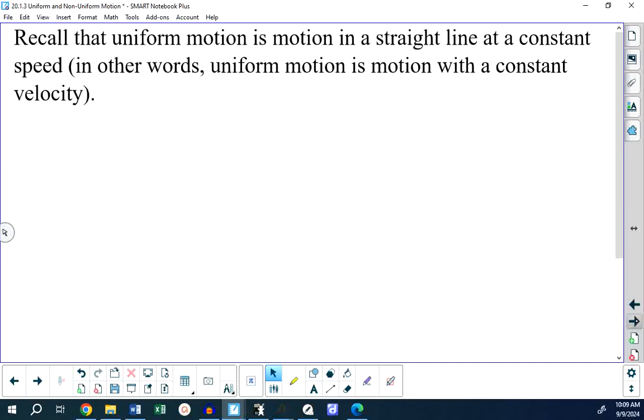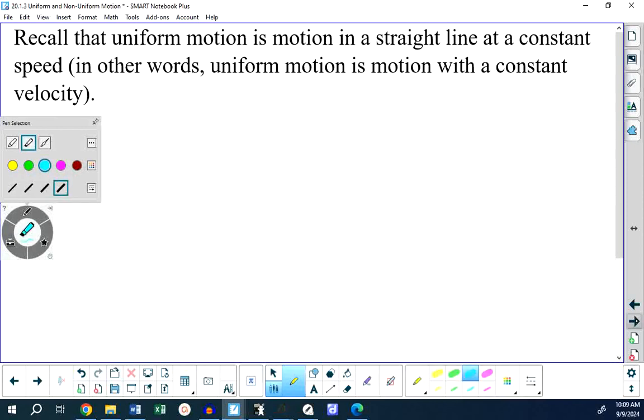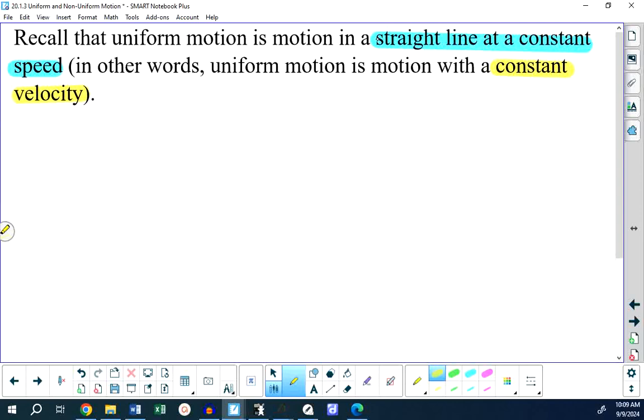So to begin with, remember, this is review, that uniform motion is motion in a straight line at a constant speed. And that statement, everybody, straight line at a constant speed, is exactly the same as saying constant velocity. We've spent a lot of time talking about this. Since velocity is a vector which includes the magnitude of speed and the direction, if the velocity of an object is constant, it's not speeding up, it's not slowing down, it's not changing direction. That's the textbook definition of uniform motion.